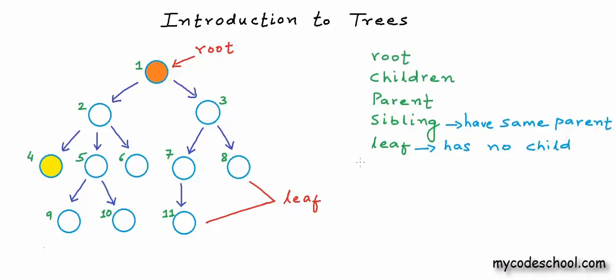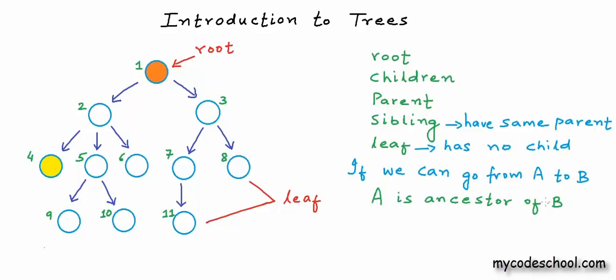In general, if we can go from node A to B walking through the links, and remember these links are not bidirectional, we have a link from 1 to 2, so we can go from 1 to 2, but we cannot go from 2 to 1. When we are walking the tree, we can walk in only one direction. Okay, so if we can go from node A to node B, then A can be called ancestor of B, and B can be called descendant of A. Let's pick up this node number 10. 1, 2, and 5 are all ancestors of 10, and 10 is a descendant of all of these nodes. We can walk from any of these nodes to 10.